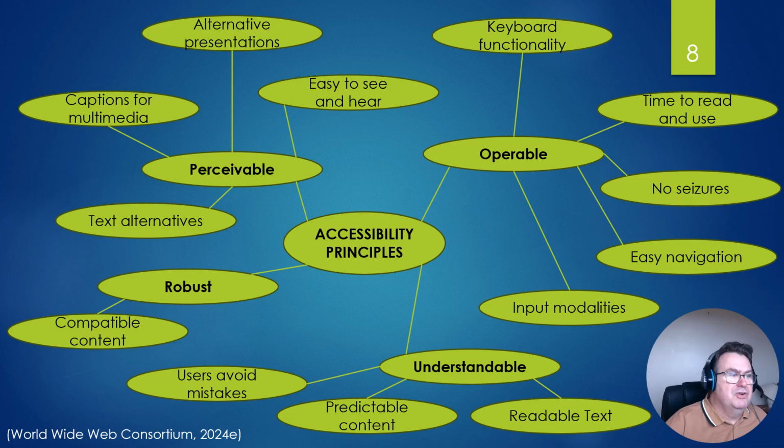Operable means that you've got to be able to do things with the website, to use it. Keyboard functionality means you can do anything with the keyboard that you can do with the mouse. Users should have the time to read and use, which means they need to be able to pause videos if necessary, halt scrolling, so we don't want automatic scrolling, which moves faster than people can understand what they are seeing.